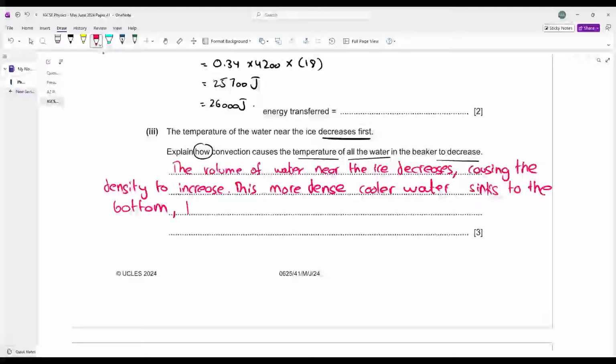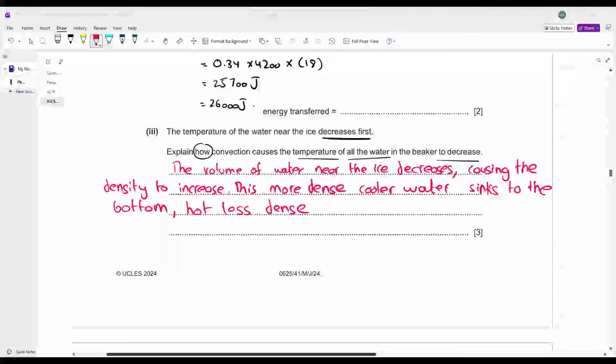And less dense, hot, less dense water rises to the top, creating a convection current. Easy peasy, lemon squeezy. Let's further move ahead. बेटा आगे बढ़ते हैं.